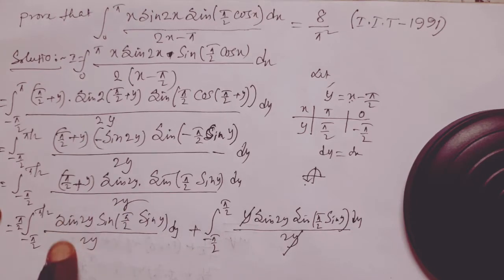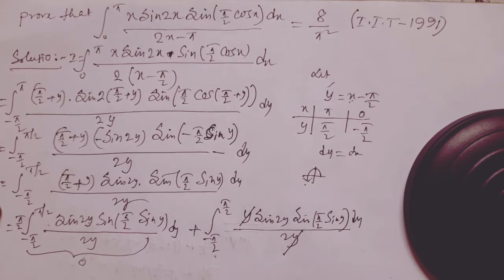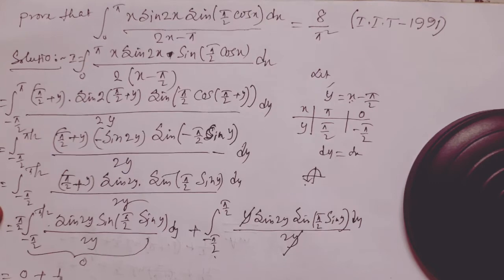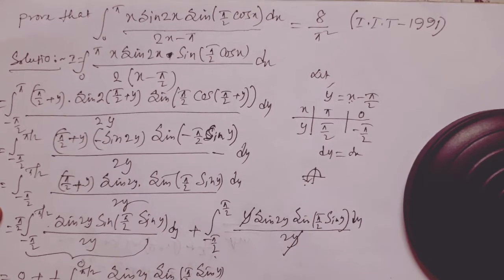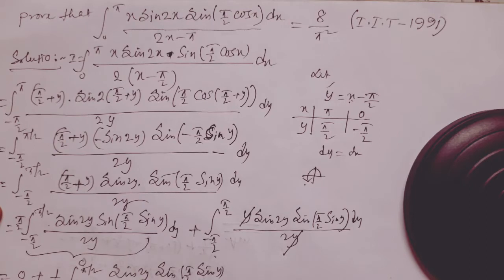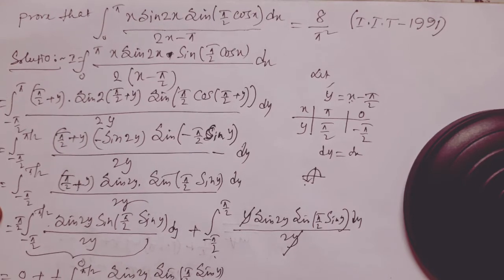See, this is an odd function. If we put minus y here, then we get a minus, and minus minus becomes plus, so the sign changes. So this is an odd function, and actually this value is 0. So let us assume this value is 0. So 0 plus 1 by 2 into the integral from 0 to pi by 2 of sine 2y into sine of (pi by 2 into sine y), whole divided by 2, into dy.